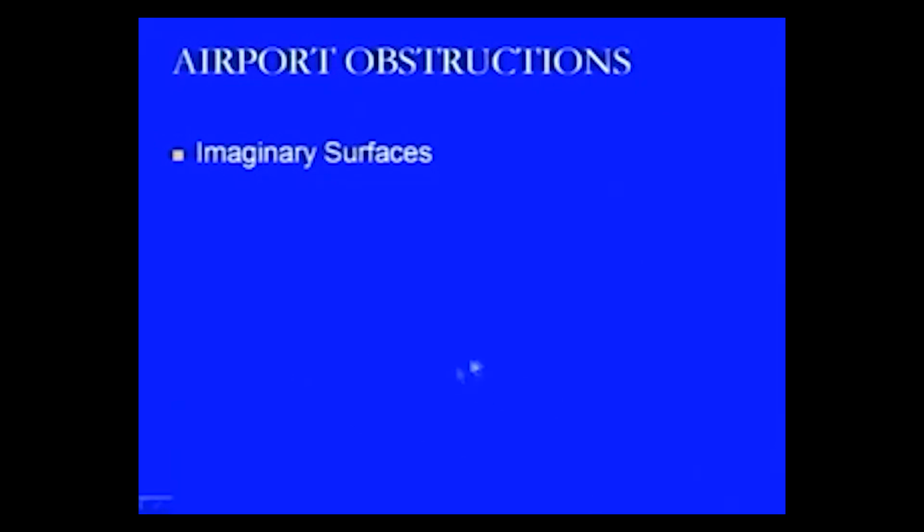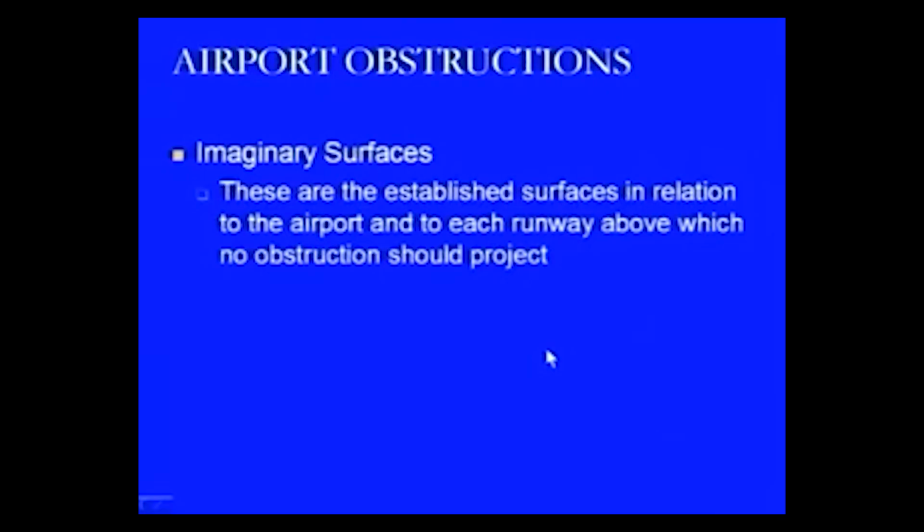In the case of imaginary surfaces, again there are different types of surfaces which we will be looking at, and these imaginary surfaces are basically established surfaces in relation to the airport and to each runway above which no obstruction should project. That is what it tries to say, that for each and every runway on which the aircraft is going to land, or from where it is going to take off, we start looking at some imaginary locations in space which are assumed to be surfaces, and the aircraft follows those surfaces, so that there is no obstruction projecting within that area of navigation.